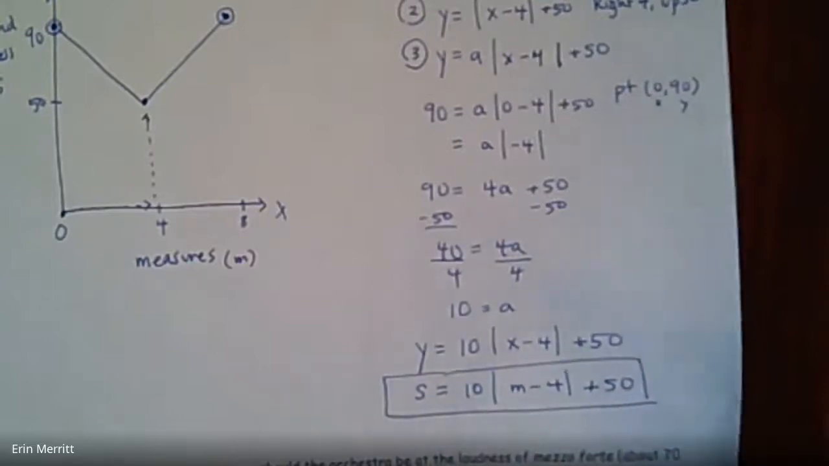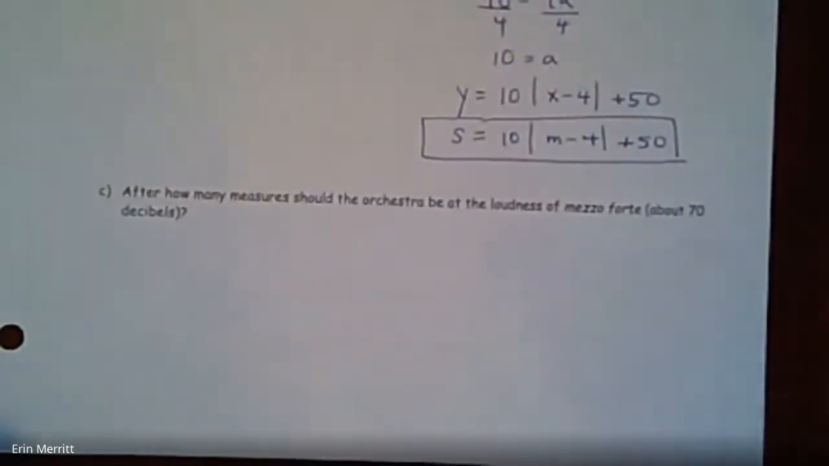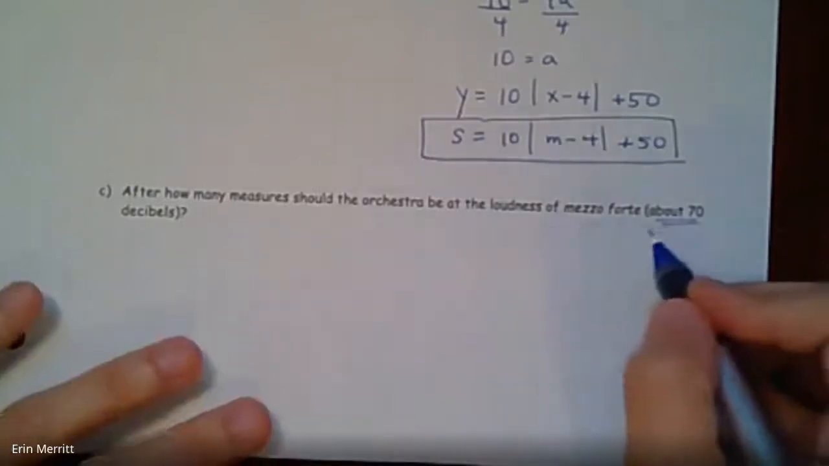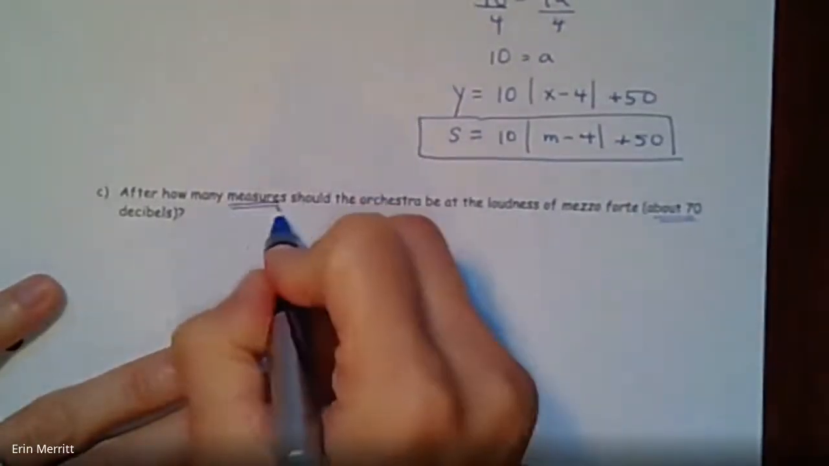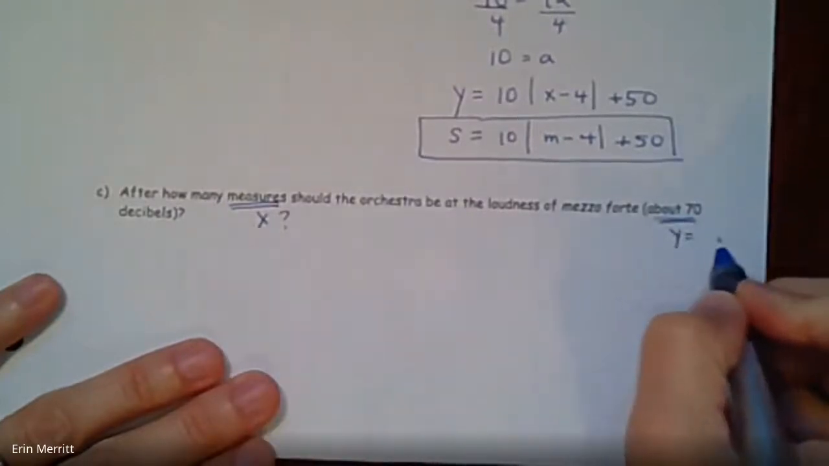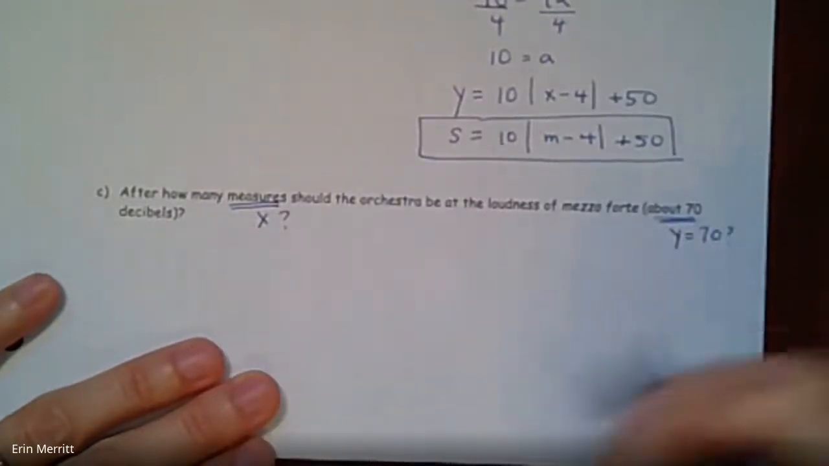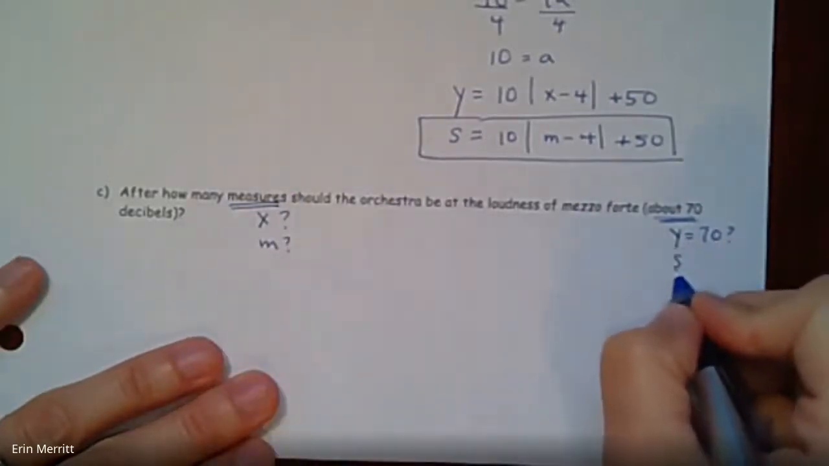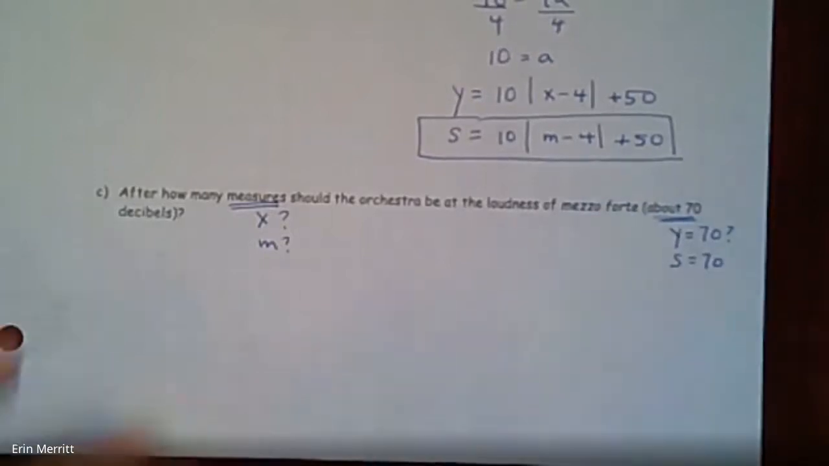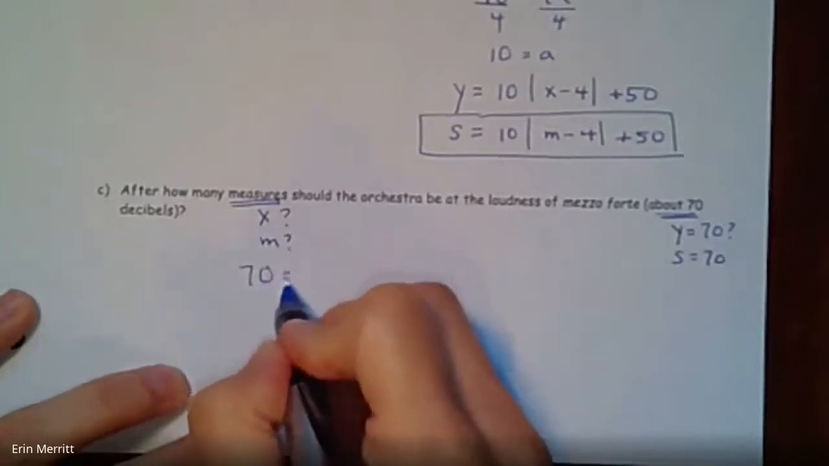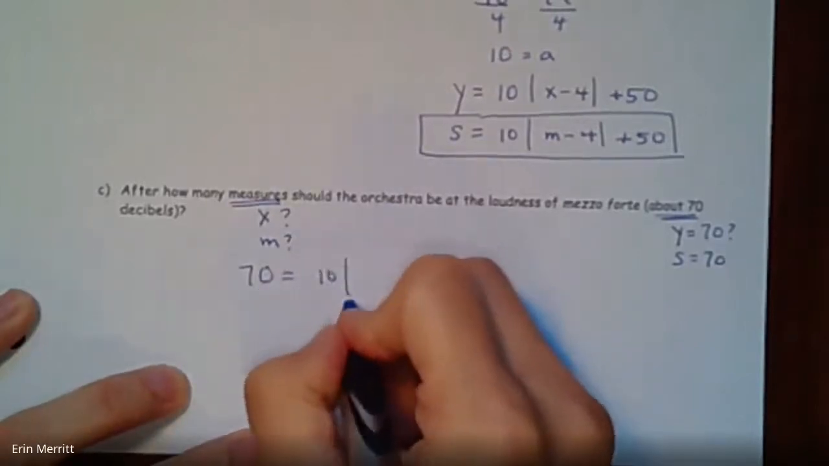That's the first thing. The last part asks you now to use it. After how many measures should the orchestra be at the loudness of mezzo forte, or about 70 decibels? Right? So they're asking you for after how many measures. So what x value has the loudness or the y value at 70? Or I can say find the m value when the s value is 70. However you want to think of it. So let's try to stick with the variables that we're supposed to. Let's go 70 on the left. 10, we'll keep m here.